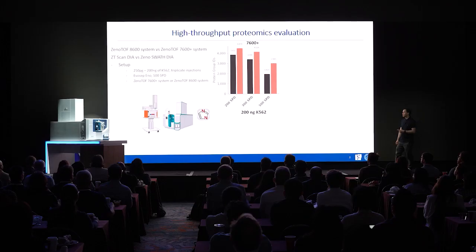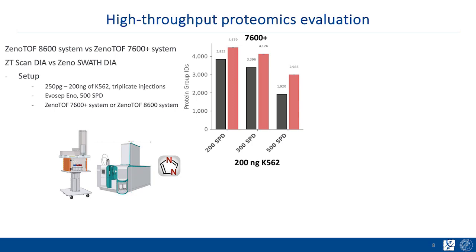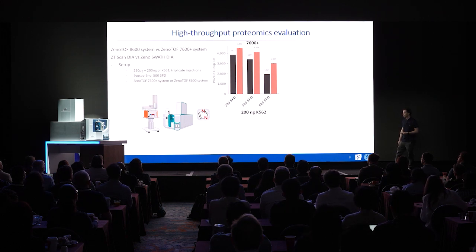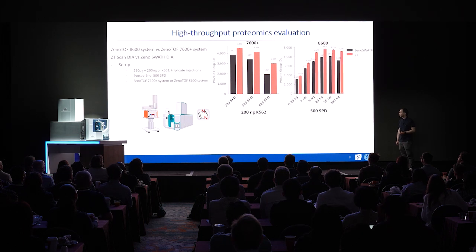I have to say, if you look at the earlier data from the 7600 plus, for 500 SPD with CT scan, we got a really big boost. So it was a 50% boost. It went from normal SWATH from 2,000 protein groups to 3,000. But for a deeper proteome, it was still necessary, even with CT scan DIA, to go to 200 SPD. But I was super happy to see that on the 8600, this is no longer the case.